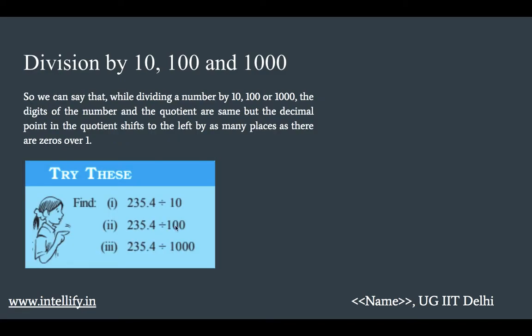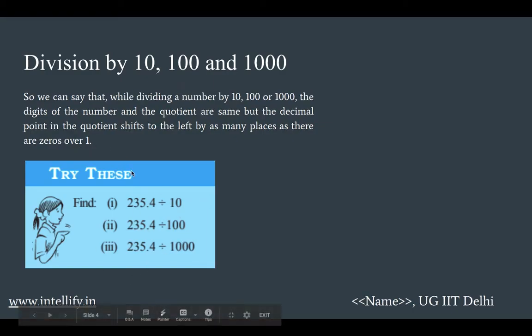So we can say, okay, so this is exactly what I was trying to say, but this is in a formal language. Let me repeat for you. So we can say that while dividing a number by 10, 100 or 1000, the digits of the number and the quotient are same, but the decimal point in the quotient shifts to the left by as many places as there are zeros over 1. You can try these by yourself.